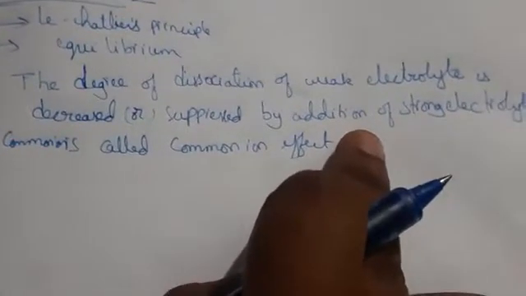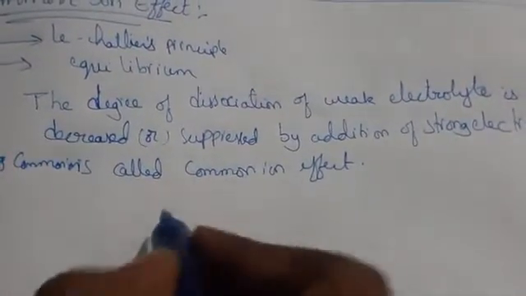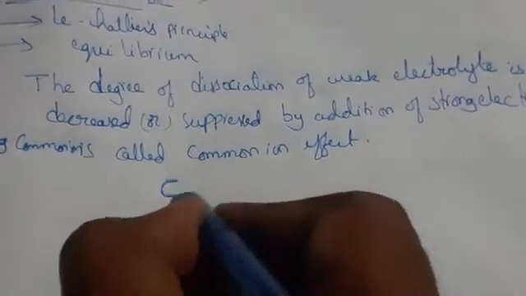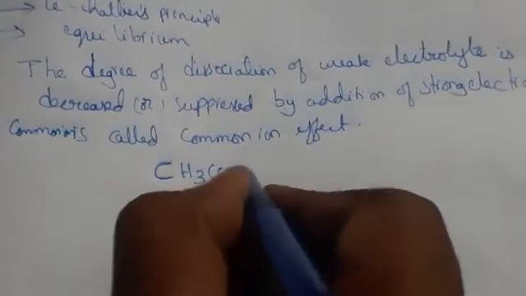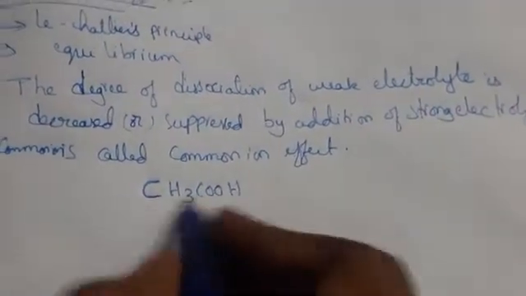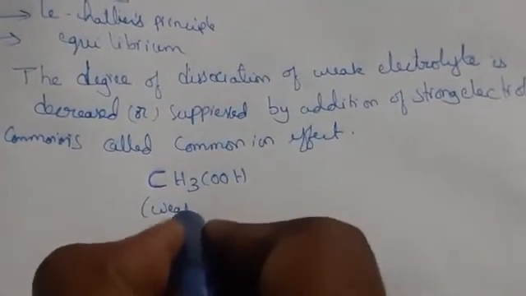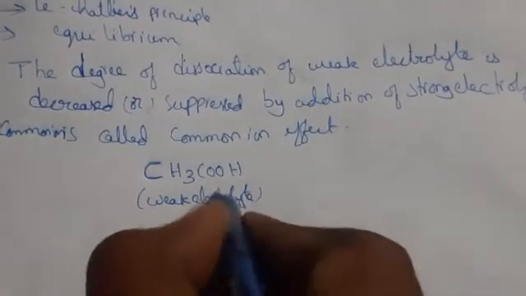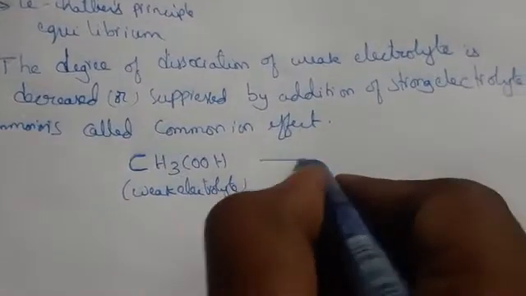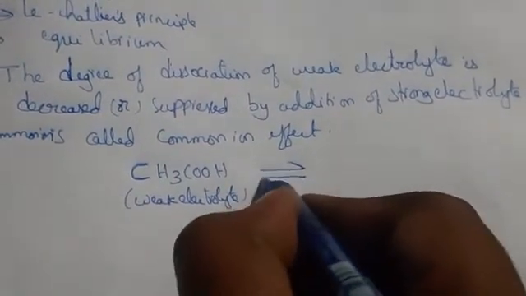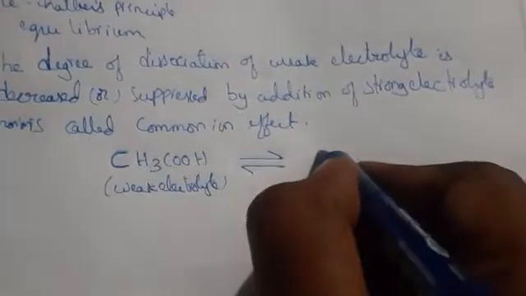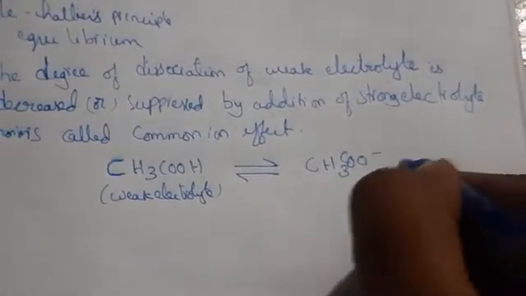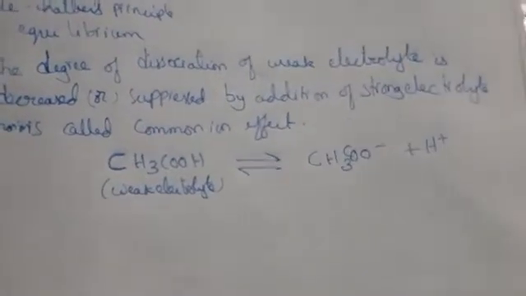For example, I am taking CH3COOH, acetic acid. This is a weak electrolyte. At equilibrium it dissociates weakly into ions like CH3COO minus plus H plus.